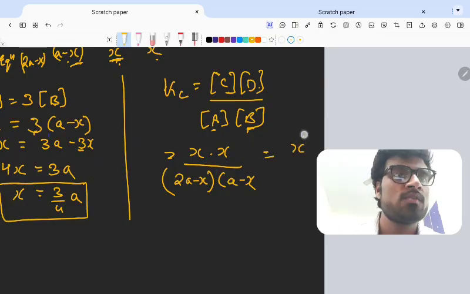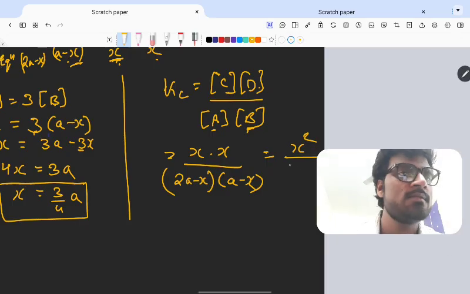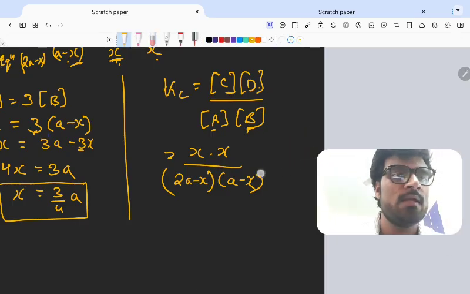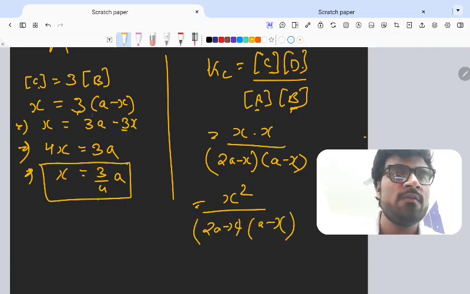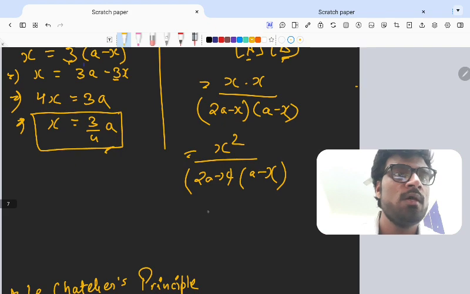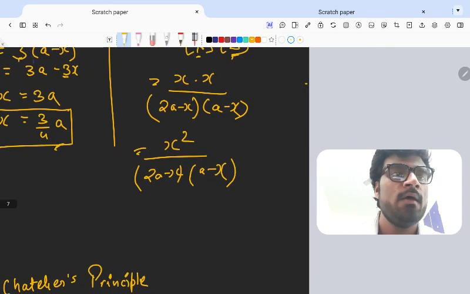If I solve this, what will I get? Kc is x squared upon 2a minus x into a minus x. Let us keep it like this only. And what is the value of x? As you can see from this equation, it is 3 upon 4a. It means what?